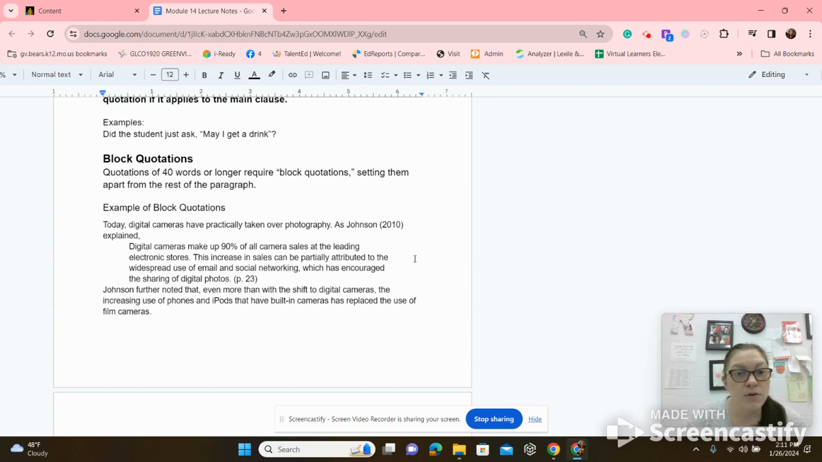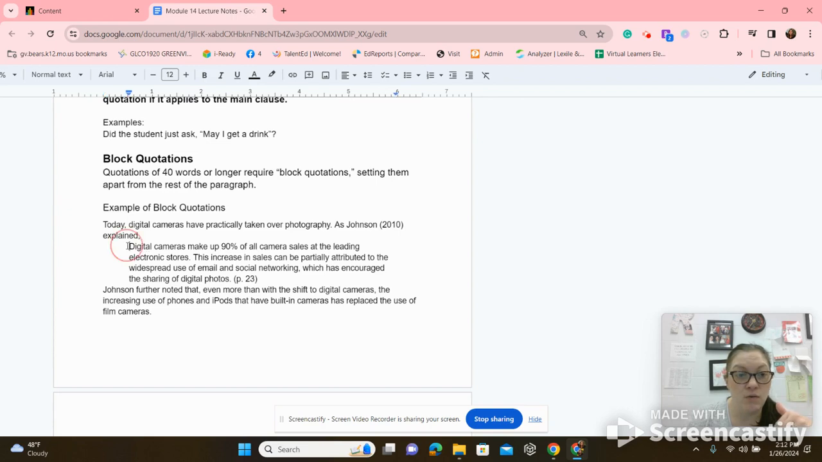So quotations of 40 words or longer require block quotations, setting them apart from the rest of the paragraph. And then I have an example. So you'll see, "Today digital cameras have practically taken over photography," as Johnson, 2010, explained. And then what we do is we act like we're starting a new paragraph, we tab over, and then we put in that block quote.